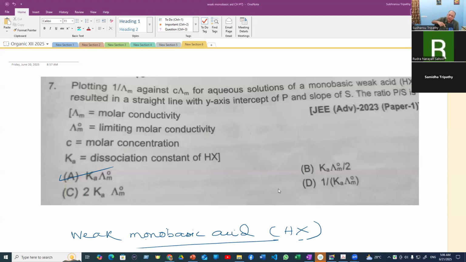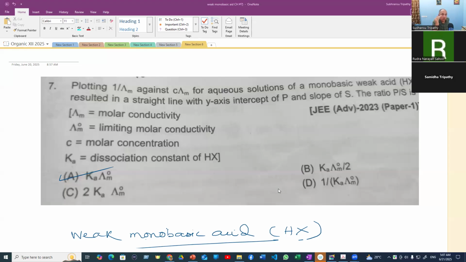But 1 by lambda, if lambda decreases, 1 by lambda increases. So with decrease in concentration, 1 by lambda also decreases. Conversely, with increase in concentration, 1 by lambda increases. So this is a positive slope, it seems. But we had not discussed this graph, which we are discussing for the first time.